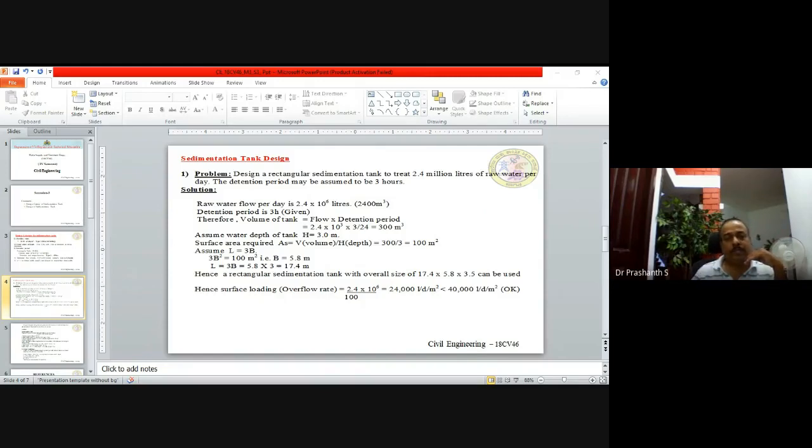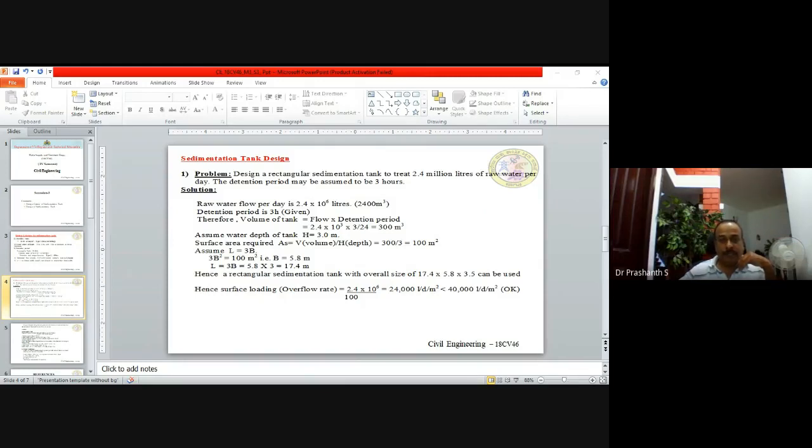So, what is the design of a tank? It is nothing but finding out the dimensions of the tank to treat the water. Raw water flow is 2.4 into 10 to the power 6 liters, which is given. I have converted it into meter cubes, 2400 meter cube, and the detention period has already been given in the question. It is 3 hours. So, raw water to be treated is 2400 meter cube per day. What is the volume of the tank required? The volume of the tank required is equal to flow into detention period.